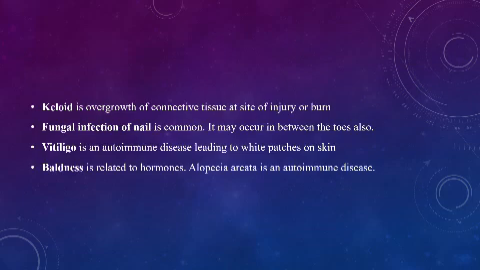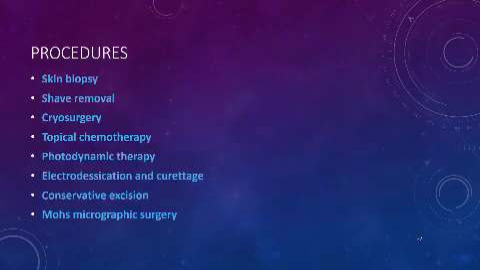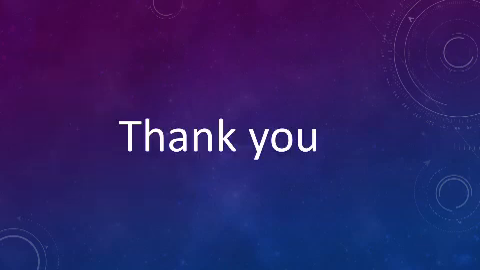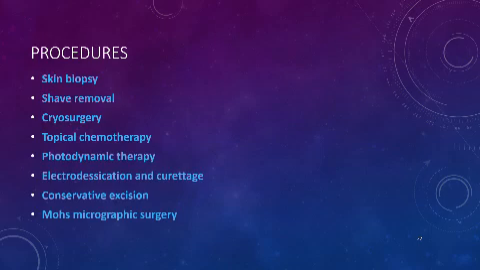Alopecia areata means complete loss, with no growth of hair upon the scalp. No growth appears. Okay. Coming to the procedures: skin biopsy, shave removal, cryosurgery, topical chemotherapy, photodynamic therapy, electrodesiccation and curettage, conservative excision, Mohs micrographic surgery. Okay, these are the procedures of the skin.